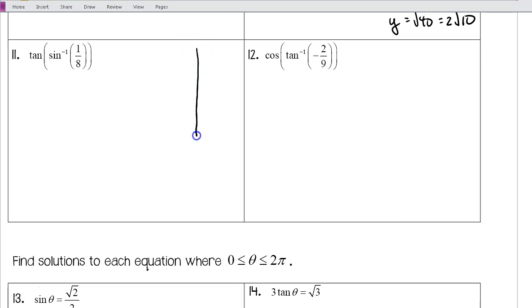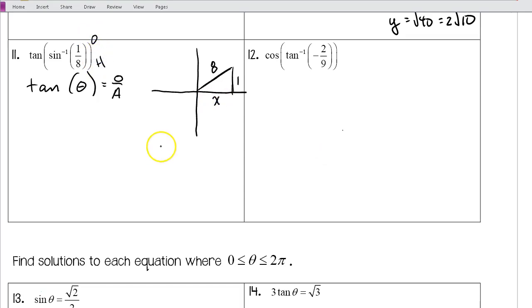So we've got the tangent of the sine inverse of 1/8. So again, we have the tangent of some angle, we'll call it theta, and that's going to be the opposite over the adjacent. Since the sine inverse of a positive number is going on in there, we know we're going to be in the first quadrant. We could either be in the first or the fourth. And I know that this is going to be 1 and this is going to be 8 because sine is opposite over hypotenuse. And then I just need to find that x value.